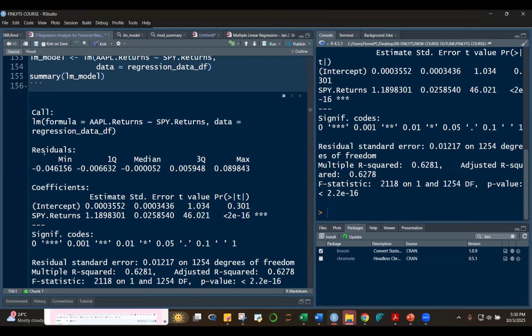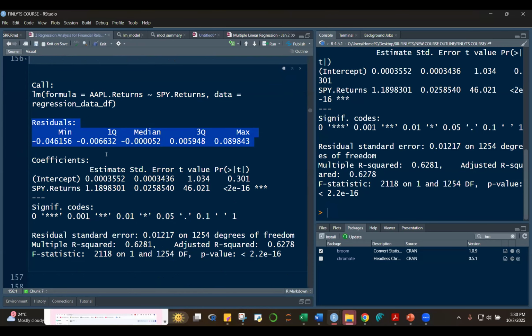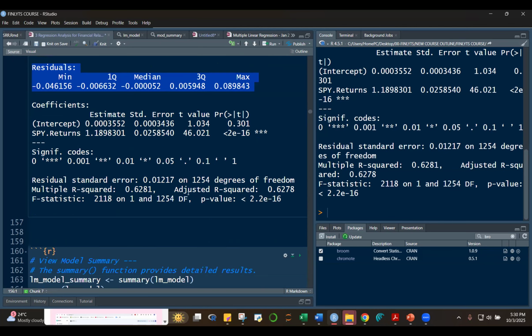Then we have the residuals. So it tells us the nature of our residuals. We have your 5-number summary here, minimum, maximum. Now, this is important because in order for us to determine if our model is blue, we will have to check the residuals. We will have to do what we call residuals diagnostics.